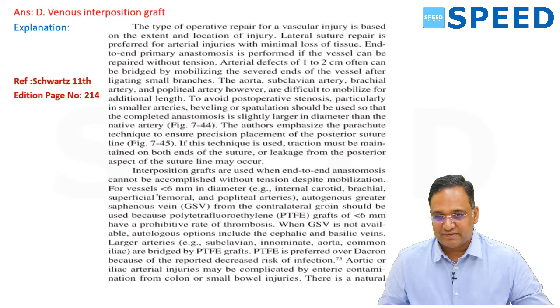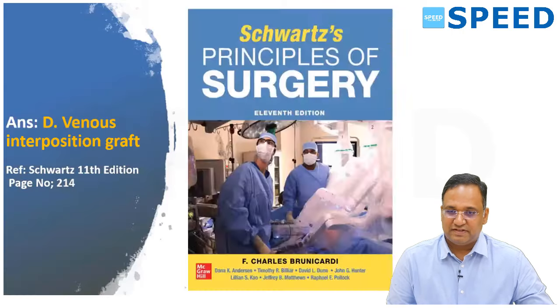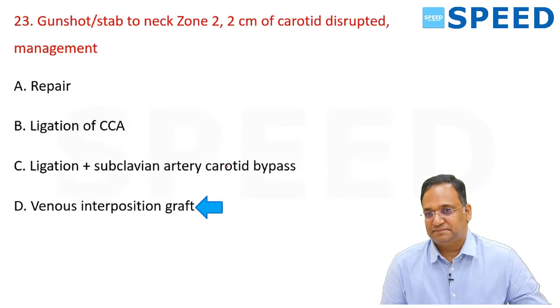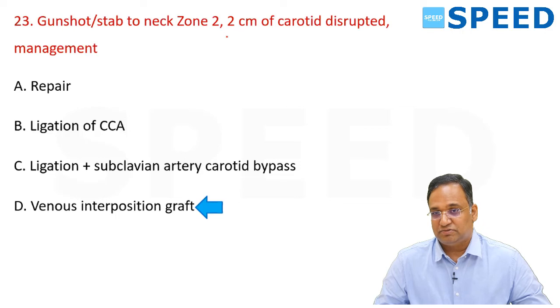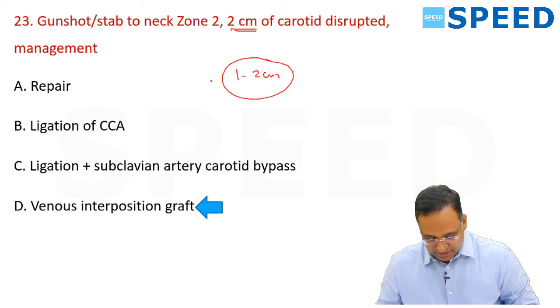So, for vessels less than 6 mm in diameter, internal carotid, brachial or superficial femoral popliteal, an autologous great saphenous vein graft from the contralateral groin should be used, because PTFE grafts for less than 6 mm have a prohibitive rate of thrombosis. So, you will use a great saphenous vein. So, venous interposition graft will be the right answer here, because the disruption is 2 centimeter. If it is 1 to 2, you can try to mobilize the ends. If it is 2 centimeter, then you have to put an interposition graft.